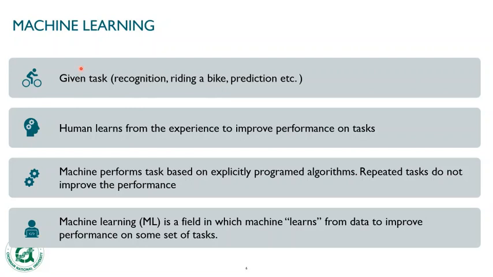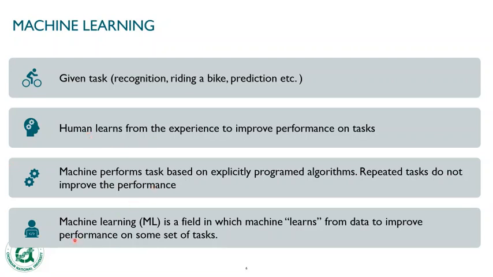However, for the given task, how humans and machines perform those tasks is very different. A machine performs tasks only based on explicitly programmed algorithms. However, in humans' case, we learn from our experience. So at the beginning, when we don't have any experience and knowledge, we cannot perform the task. But by repeating the task, the performance gets improved via the learning process.